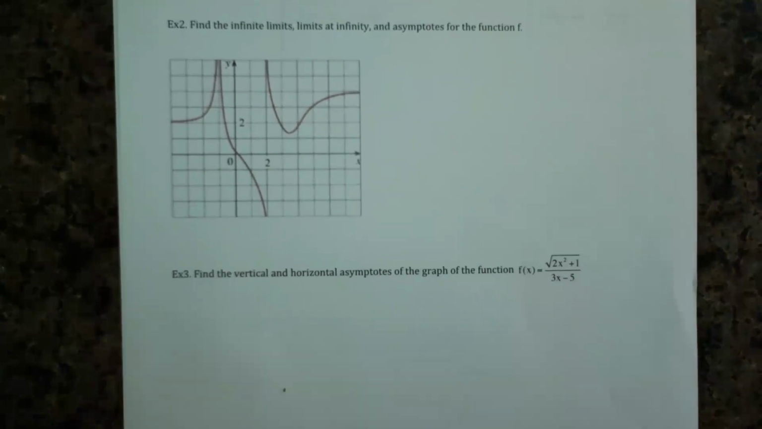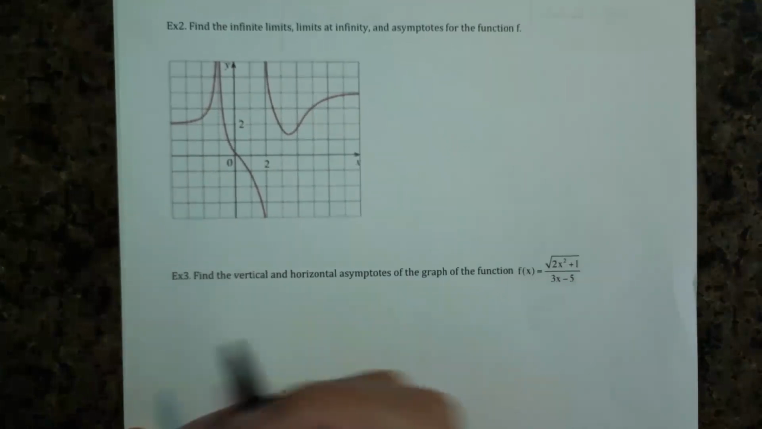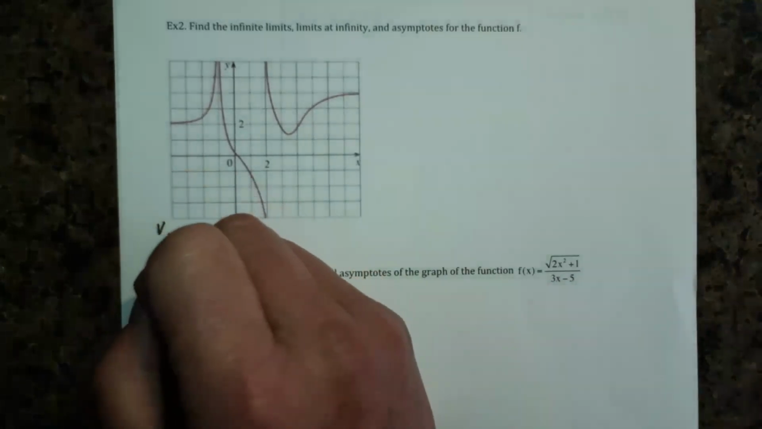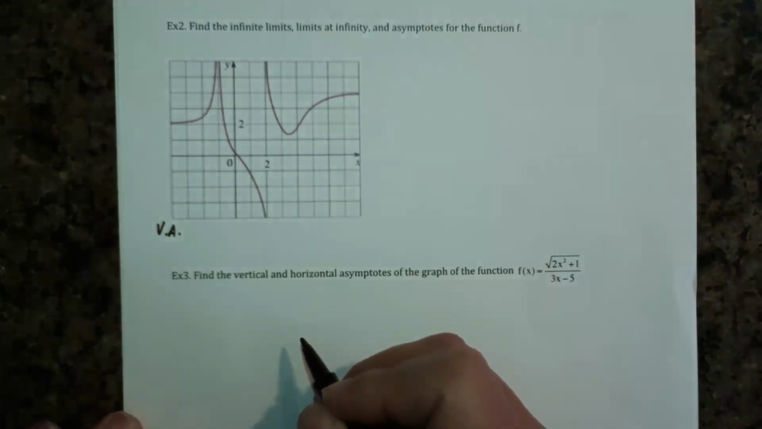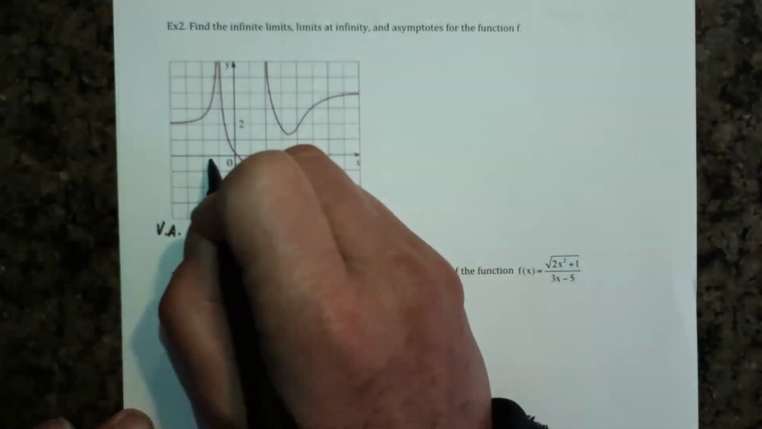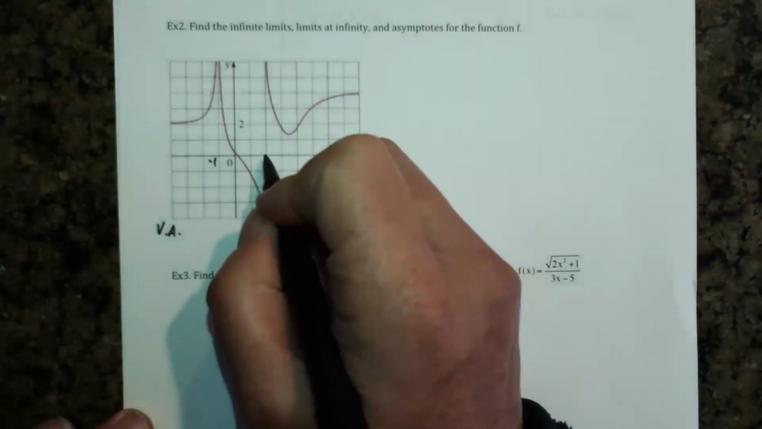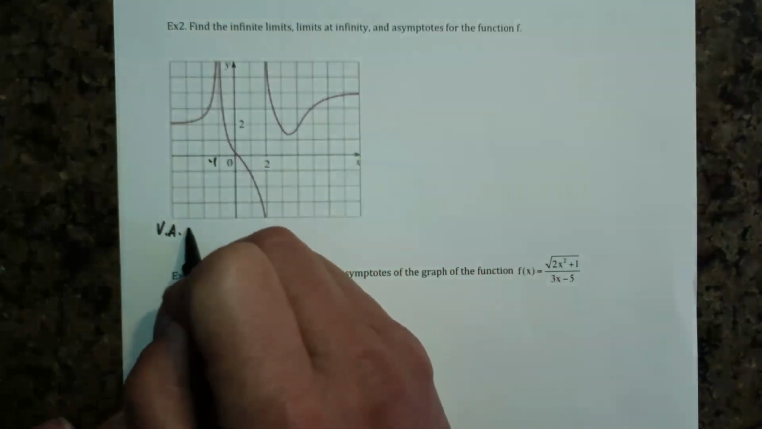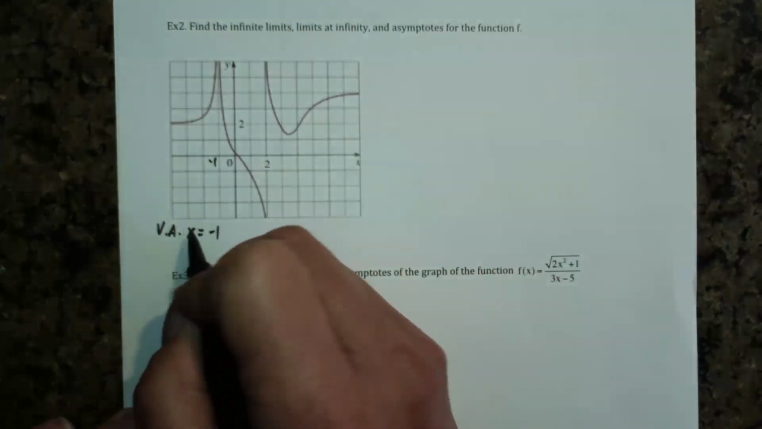Find the infinite limits, limits at infinity and asymptotes for the function f. All right, let's start with the vertical asymptotes. We can see that here is 0, so this is -1. And we can see that at x equals -1, we have a vertical asymptote.